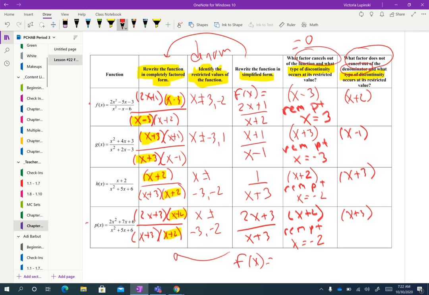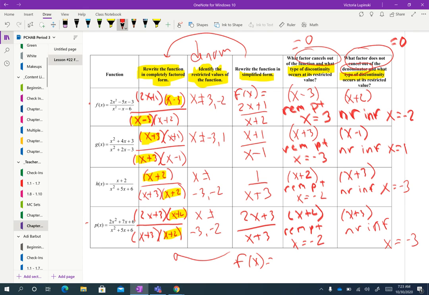Whenever you have a factor of the denominator that does not cancel, you are always going to get a non-removable, NR, infinite discontinuity at, again, whatever value of x would make that factor 0. So -2 for the first one. Non-removable infinite discontinuity at +1. Non-removable infinite discontinuity at -3, and non-removable infinite discontinuity at x equals -3.